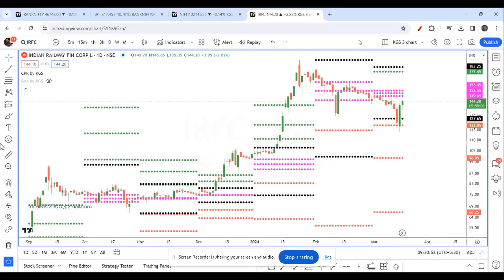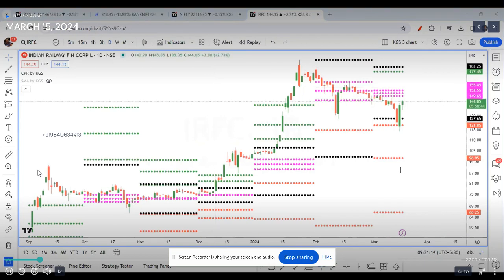I was talking about short term investing, right? I used to apply this in weekly CPR with the hourly chart, and I use it for swing trading. I use it in daily CPR with the 5 minutes chart, and I use it for day trading. So it's applicable in all the time frames. Clear?